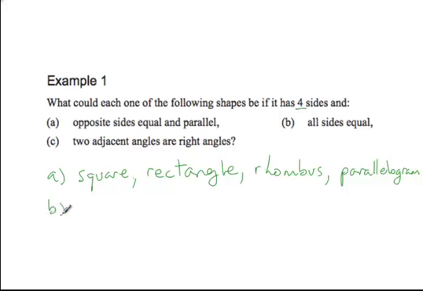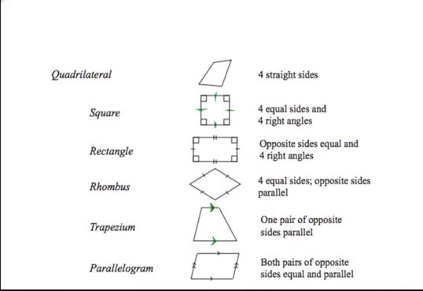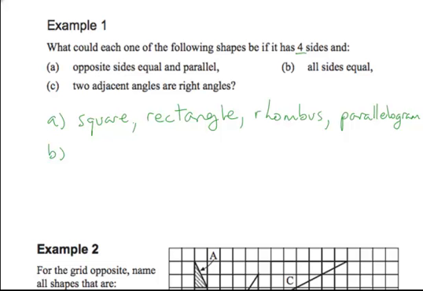Okay, B. All sides are equal. Alright, well there'll be fewer answers for this one. All sides are equal. We can see here that a square has all sides that are equal, and also a rhombus has all sides that are equal. So for B we can write down square and rhombus.